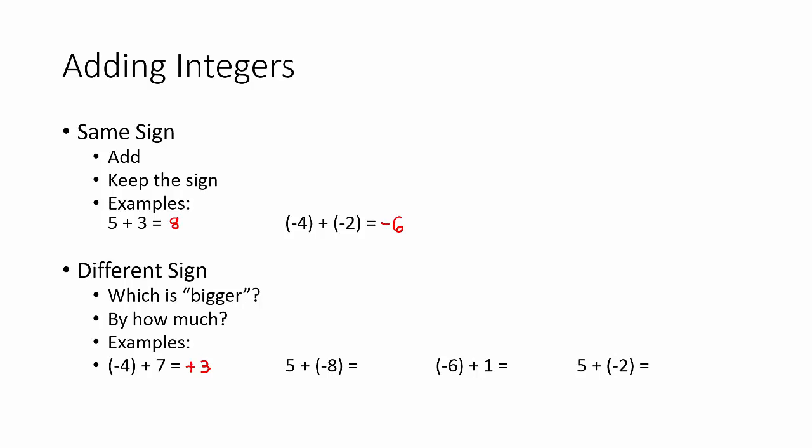So with 5 and negative 8, this time the negative is bigger because 8 is bigger than 5. How much bigger? 8 minus 5 is 3. Negative 6 plus 1. Here the negative is bigger because the 6 is bigger than 1. How much bigger? 6 minus 1 is 5. How about 5 and negative 2? Here the 5, the positive, is bigger. How much bigger? 5 minus 2 is 3.